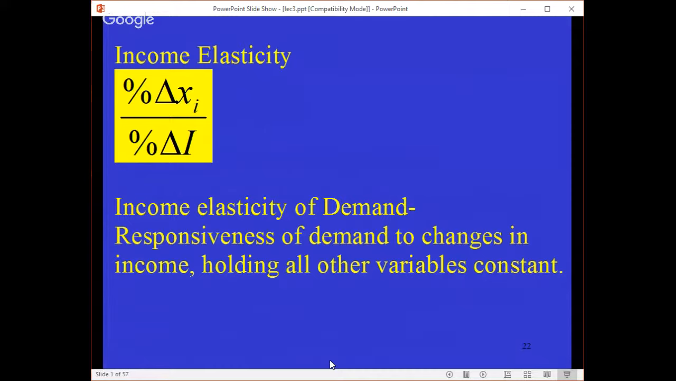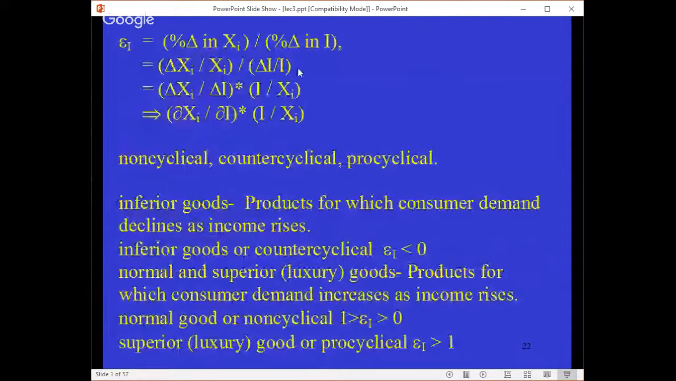So I do the algebra now. I get the percentage change in quantity over the percentage change in income I. I can write that as delta Xi over Xi divided by delta I over I. I can rewrite that as delta Xi over delta I times I over Xi. And of course, I change the big deltas to partials, and I get the partial of Xi with respect to I times I over Xi.